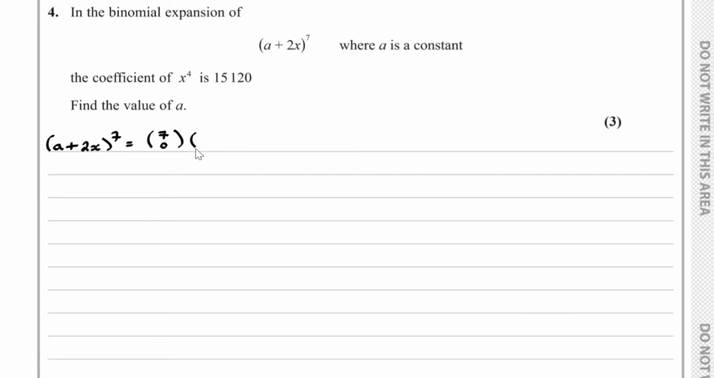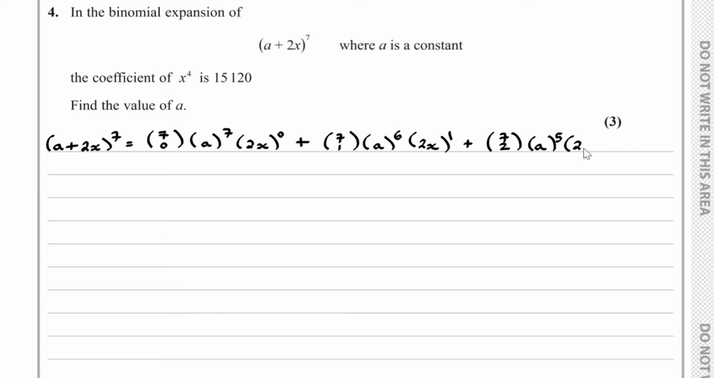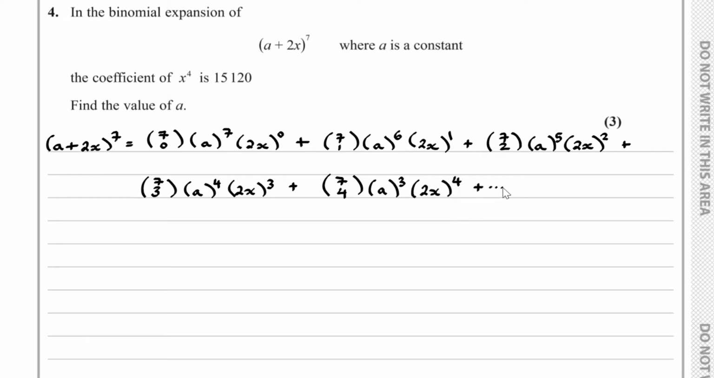7 choose 0 multiplied by a to the 7 lots of 2x to the 0 plus 7 choose 1 lots of a to the power of 6 lots of 2x to the power of 1 plus 7 choose 2, a to the power of 5, 2x to the power of 2 plus 7 choose 3 multiplied by a to the power of 4 multiplied by 2x cubed plus 7 choose 4, a to the power of 3, multiplied by 2x to the power of 4. And we've got extra terms as well.